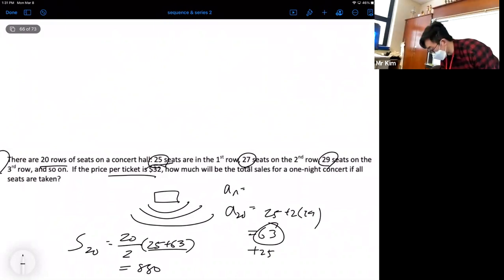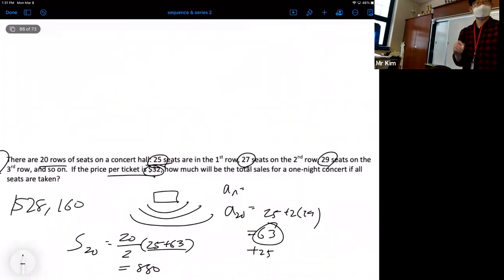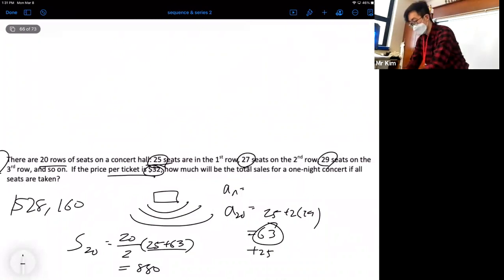Multiply by $32, because that's going to give you your revenue. Total comes to 28 grand and 160. Okay, that's what the answer is going to be here.